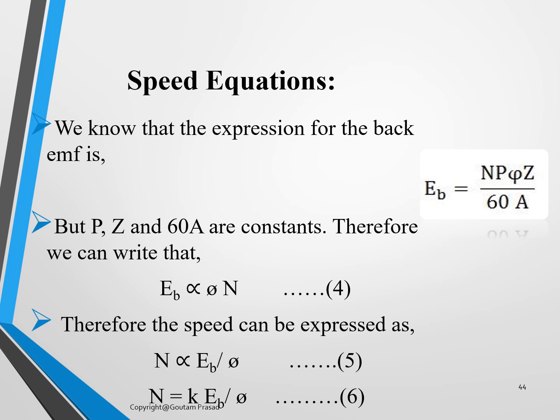Now the speed equation of the DC motor. We know that Eb is directly proportional to N, P, phi, Z and the number of parallel paths. So Eb is equal to phi Z N P by 60. This is the formula, and with the help of this equation, we can calculate the speed of the motor, that is N. So N is directly proportional to Eb by phi. Now, K is a proportionality constant here in this equation, and N is equal to K into Eb by phi.